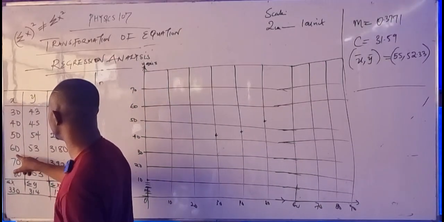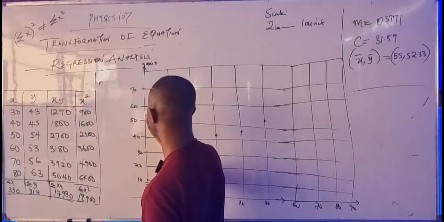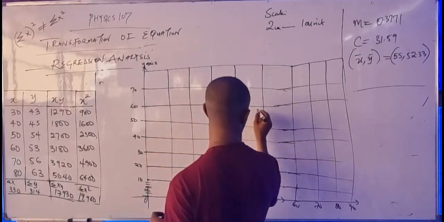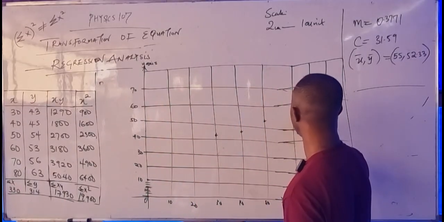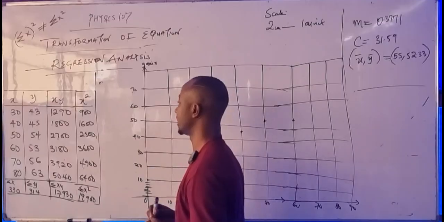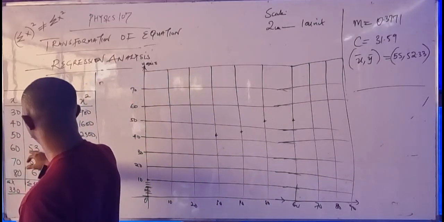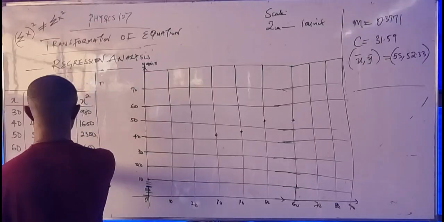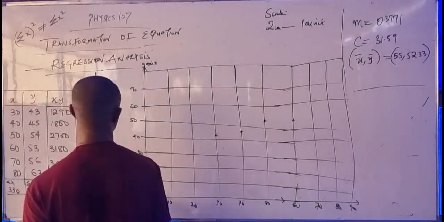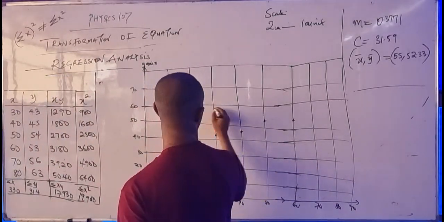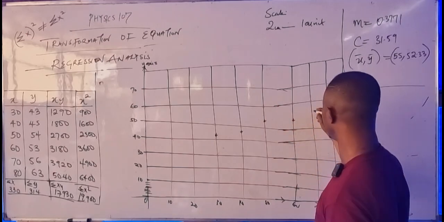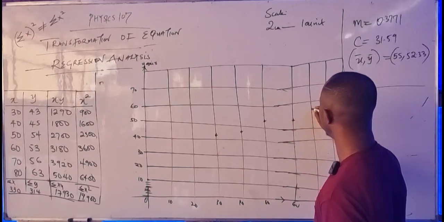53 against what? 60. Where's 53? Here, right? Against 60. Where's that 60? Somewhere here, right? Okay. 53 against 60 has been done. 56 against what? 70. 56 against 70. This is my 70, around somewhere here, right?